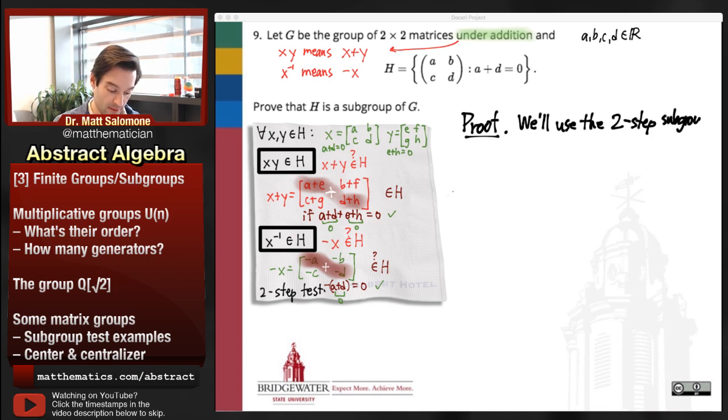We'll use the two-step subgroup test. And again, the two-step subgroup test begins with the universal statement: for all x and y belonging to H. So we'll translate that into a let statement so that x and y have a meaning. Let x and y belonging to H be arbitrarily chosen.